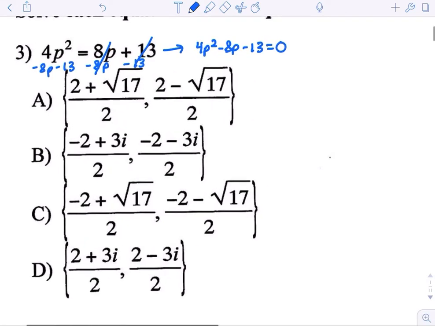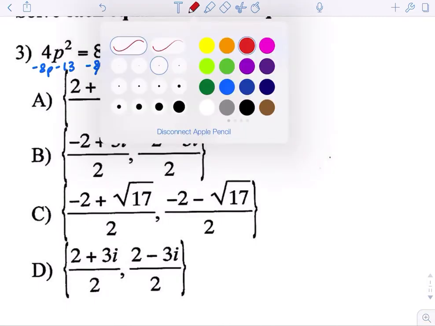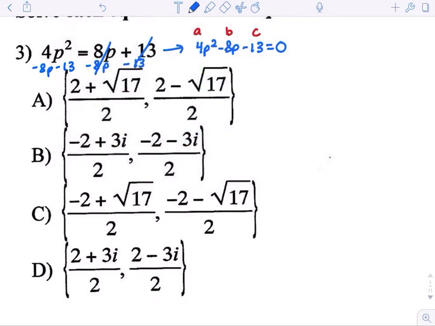Alright, so remember, we have it in standard form, so this is a, this is b, and this is your c. I wrote that down because this is the formula: negative b plus or minus square root of b squared minus 4ac all over 2a. Alright, so we know our a, b, and c. Now we just have to plug them in.